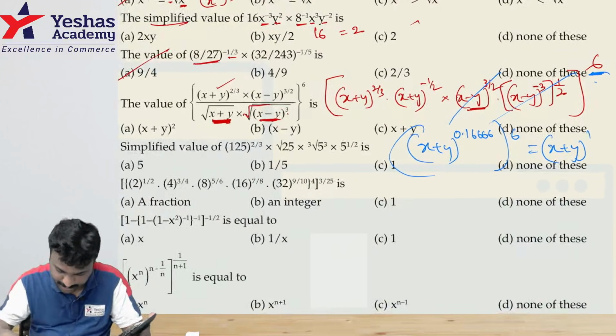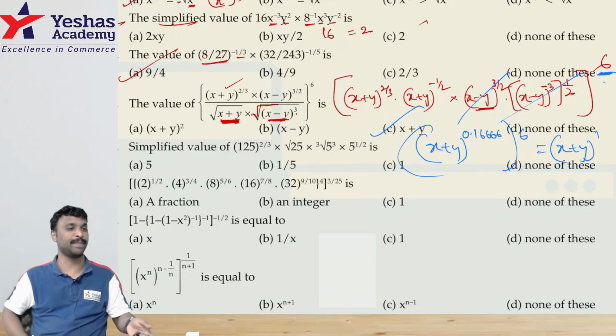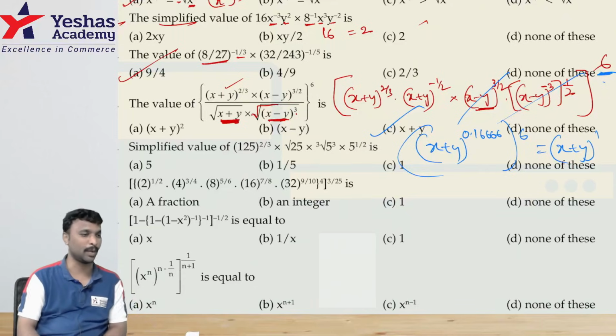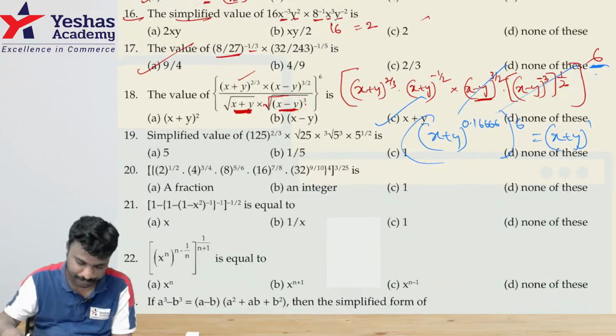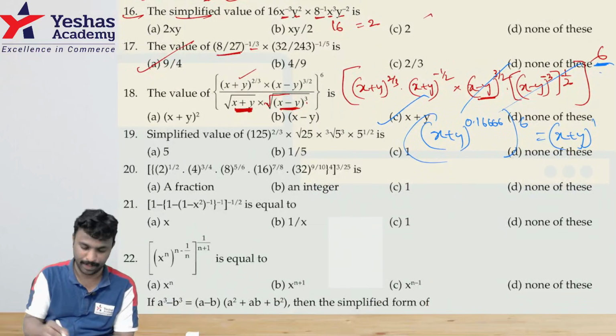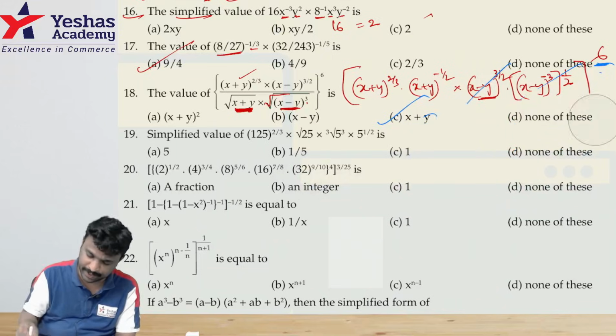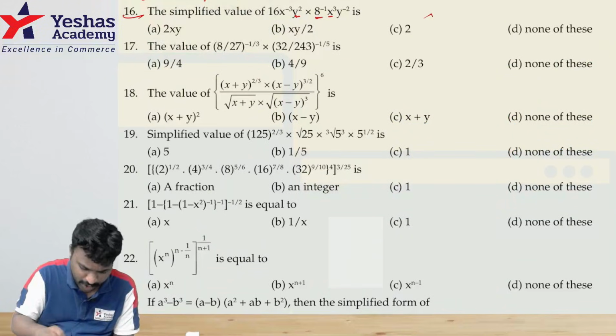That means what's the right answer? Option C, x plus y power 1. That is option C. Have you understood? Everybody? So we just combined x plus y terms together and x minus y terms together. Let's move on to the next question.